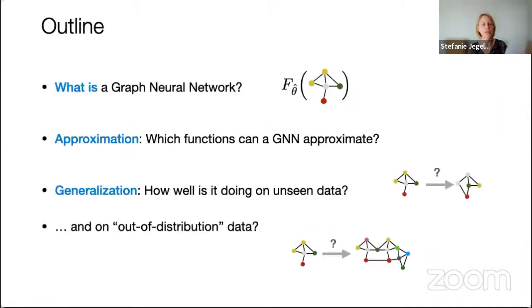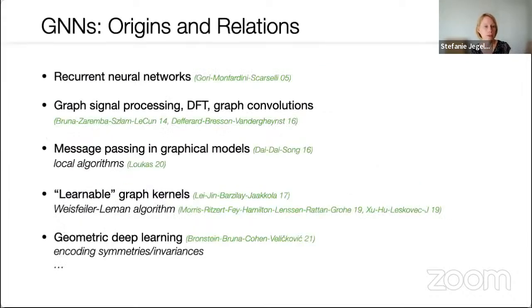So here's the outline for the rest of my talk. First, we'll talk about what is actually a graph neural network and define one. And then I want to think a little bit about what kinds of functions we can approximate with these graph neural networks. And then we'll go one step further and talk about the learning part, the generalization, both on new data from the same distribution and different distributions. But let's start with what is a graph neural network.